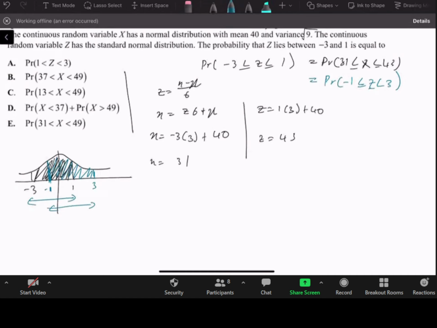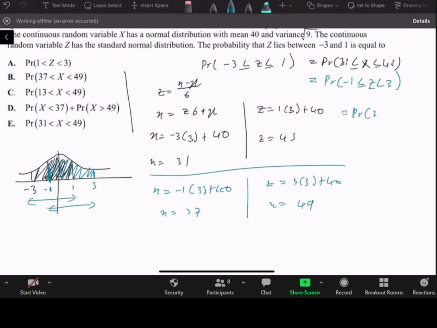So then you would again convert the z options to x's. So x equals -1 times 3 plus 40, so x is 37. And then 3 times 3 plus 40, so x equals 49. So that means this is equal to the probability that x is between 37 and 49. So the answer is B.